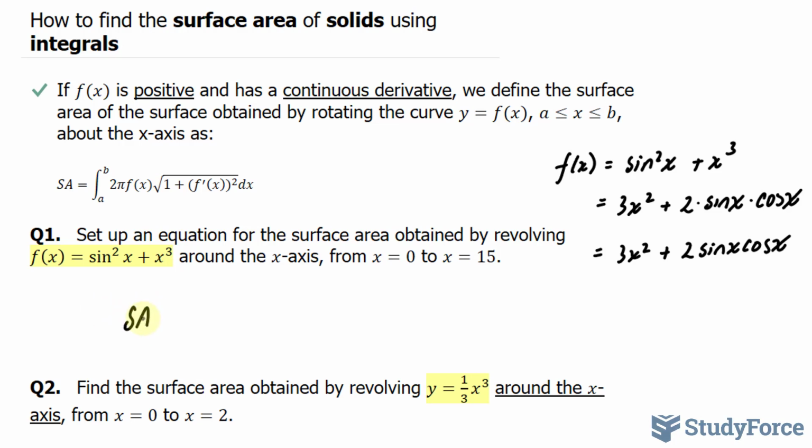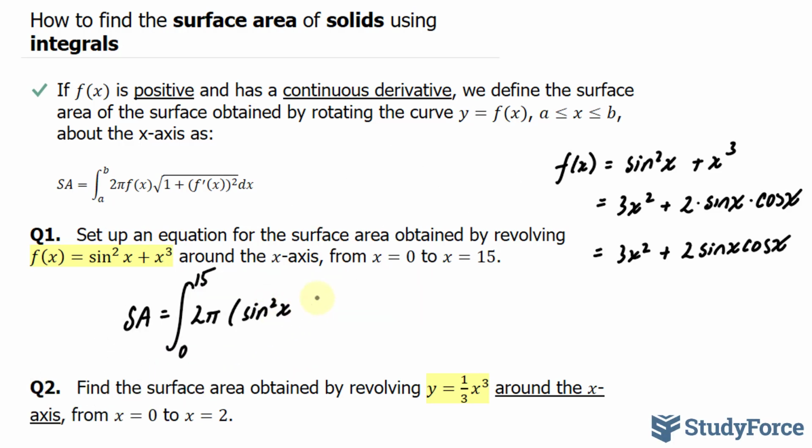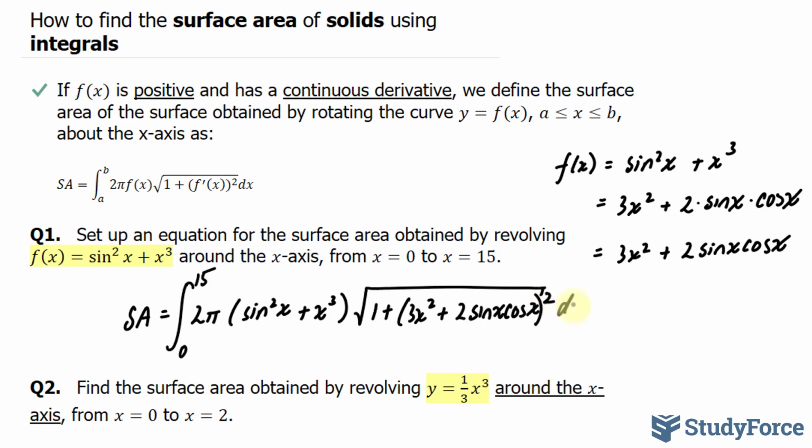So we have the surface area is equal to 2 pi, and this is for the integral between 0 and 15. Our function, which was sine squared x plus x to the power of 3, times the square root of 1 plus what we found here to the power of 2. 3x squared plus 2 times sine x cosine x to the power of 2 dx. And that's it. That's all you have to do for question 1.